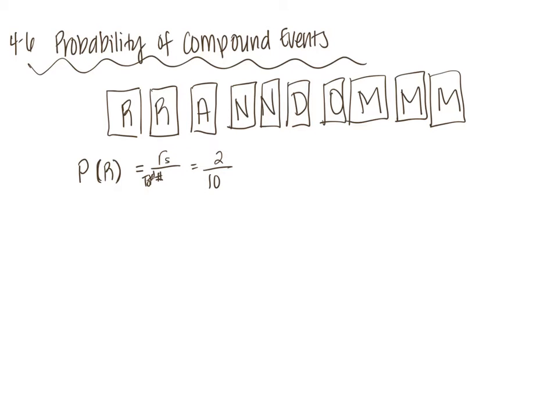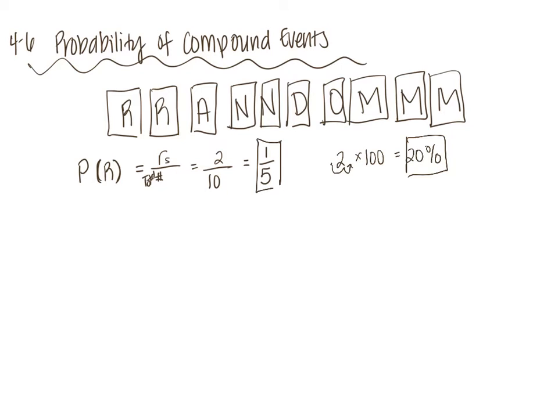Now when you find probability, make sure you reduce this all the way. So 2 and 10 are both divisible by 2, so that reduces to 1/5. So I have a 1 in 5 chance of drawing an R. You can also express probability as a percent. 1/5 is 0.2, and I turn that into a percent by multiplying by 100. My decimal moves 2 places, and I'm going to get 20%. So 1/5, or a 20% shot of drawing an R.